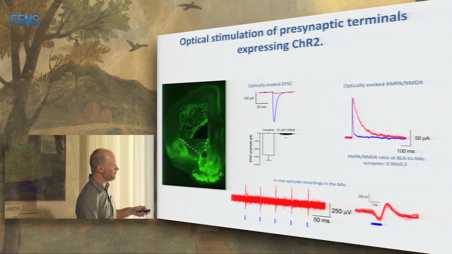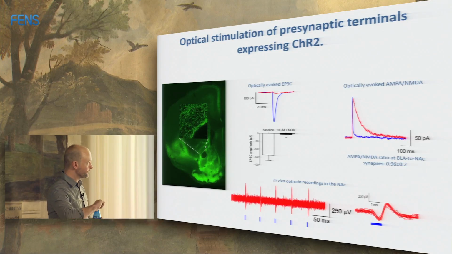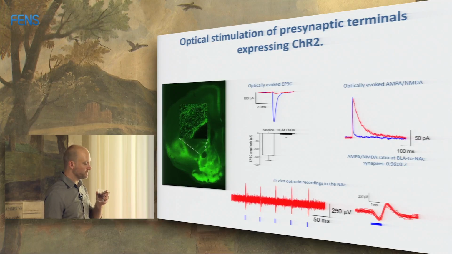This is just an example of that, showing that you can reliably see optically evoked excitatory postsynaptic currents in brain slices, as well as evoke action potentials by modulating presynaptic excitatory fibers in this case.